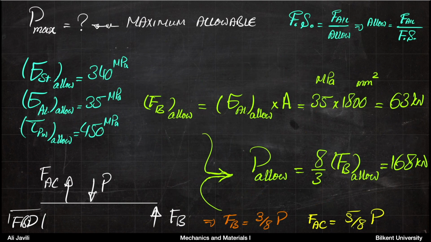Okay, so FB would be 3/8 of P and FAC is 5/8 of P. Now, according to these three values, we will go one by one for each of the members or for each of the parts and calculate what would be the maximum P such that that particular member is safe.